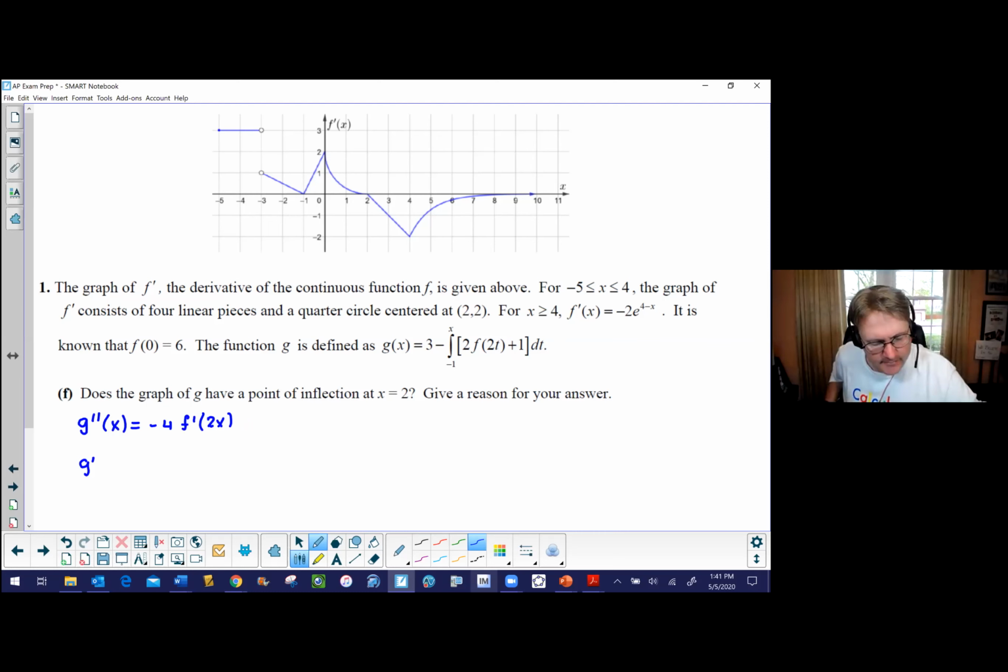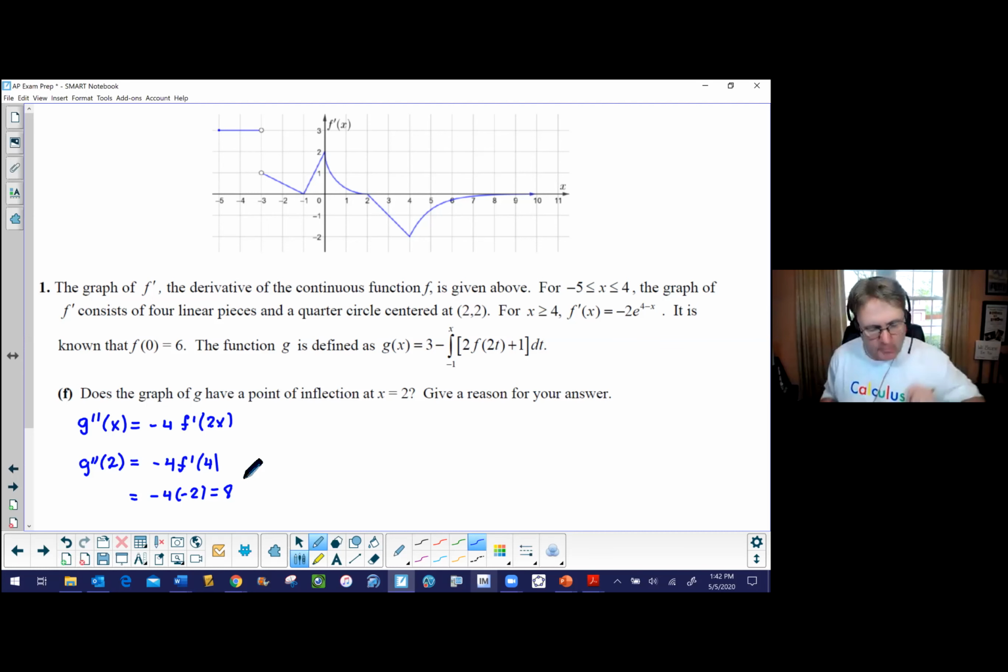So G double prime of 2, what are you equal to? Well, I'm going to tell you. I am -4 f prime of 4. So what is my value of f prime of 4 going to be? Well, I look back at this and I see that my value at 4 is going to be -2. So if I'm doing this right, -4 times -2 is 8, correct?